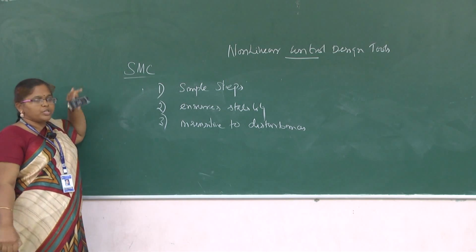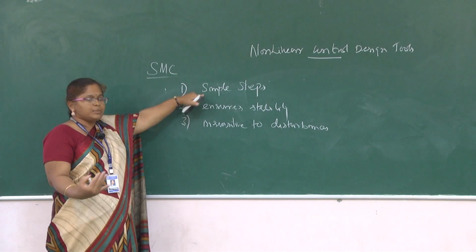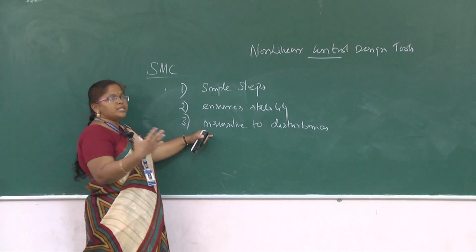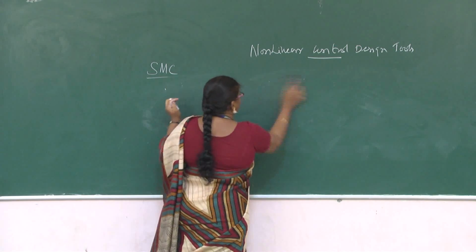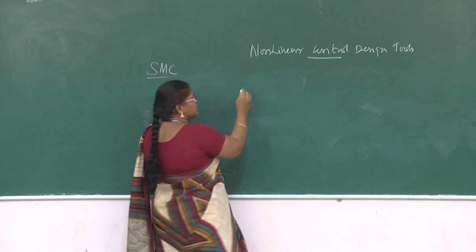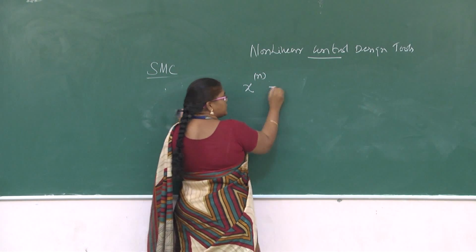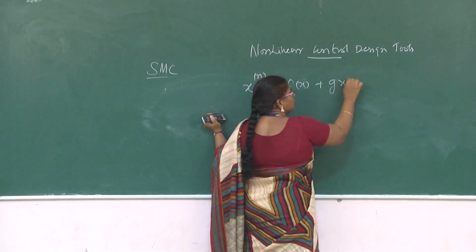So now I am going to take one non-linear function, and let me tell you how we are going to apply simple steps, and then how the stability is ensured, and then how it is insensitive to disturbances. For that, let me take one simple non-linear system, x to the power n, where n is the order of this system, which is equivalent to f of x plus g of x into u.